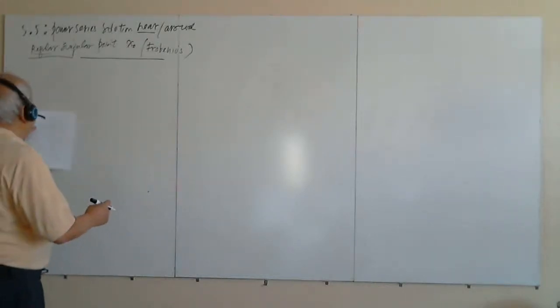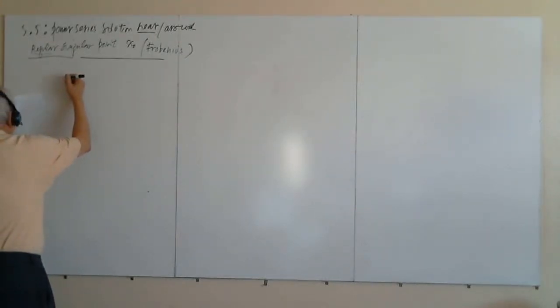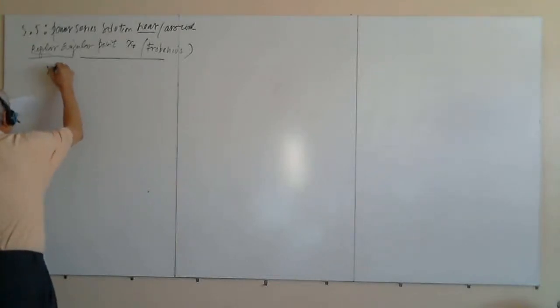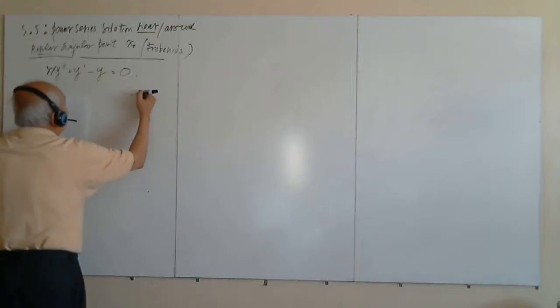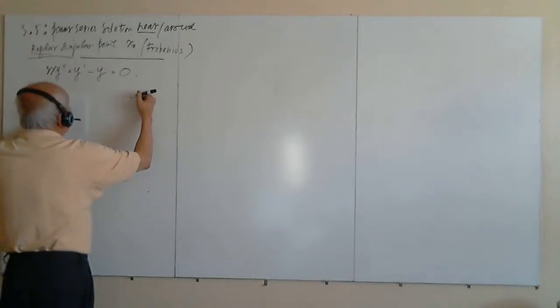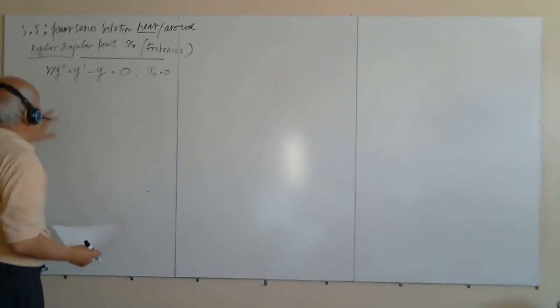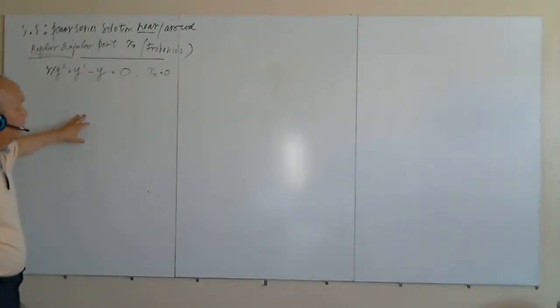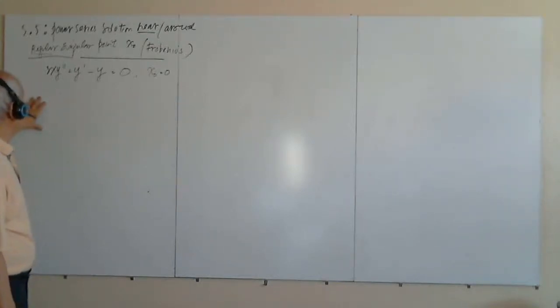First of all, let's talk about the DE itself. The DE here is 3xy double prime plus y single prime minus y equal to 0. Right. And the center here says x sub 0 equal to 0. Am I correct? Now let me convince you once and for all. First, I should say that x equal to 0 is what they call a regular singular point.